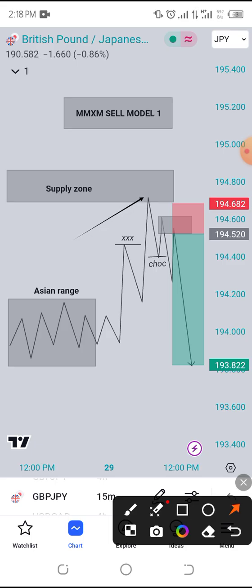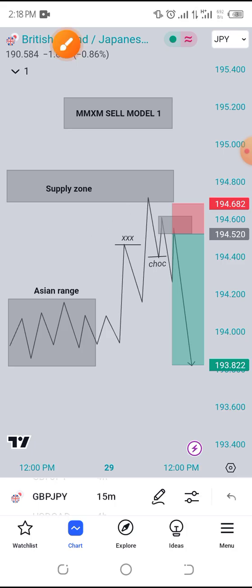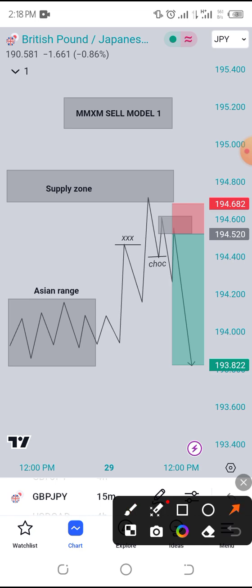So once I see price tap into our supply zone, I don't enter immediately. Once I see price tap into the supply zone, after sweeping out liquidity right here, I want to see a change of character form. And we have our change of character form right here. As you can see, a clear change of character. So price came, tapped into the supply zone and gave us our change of character and return to order block.